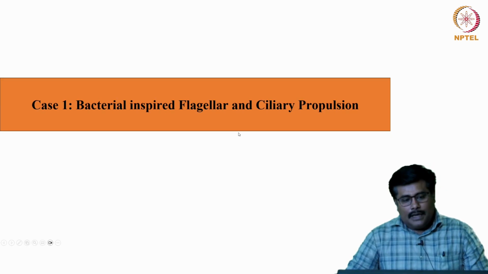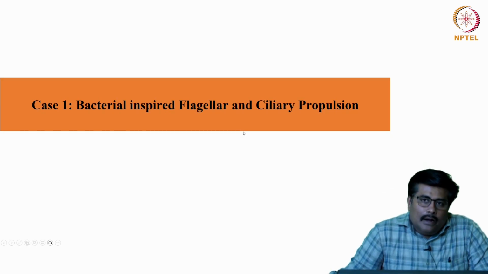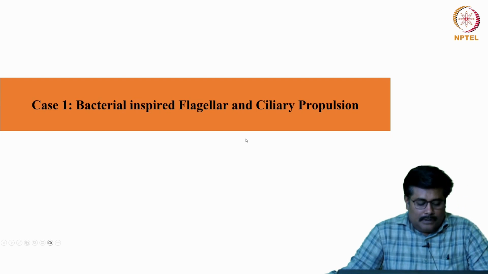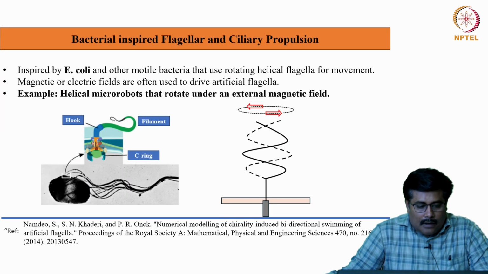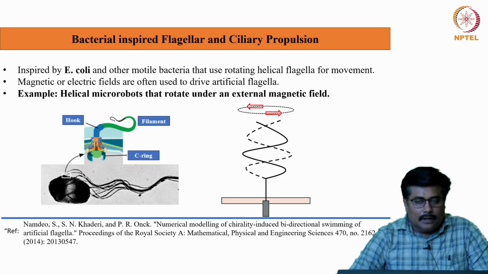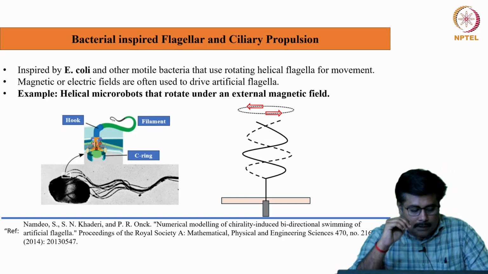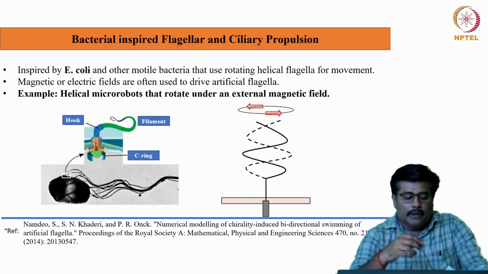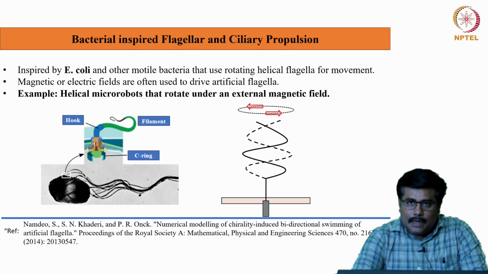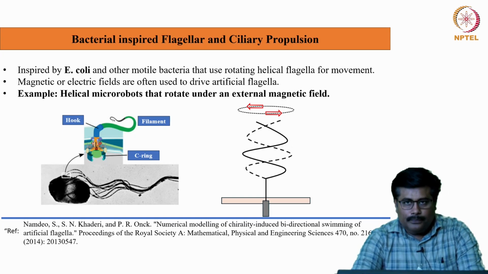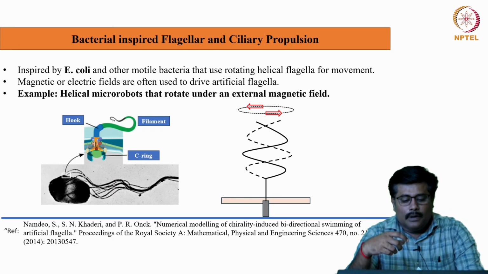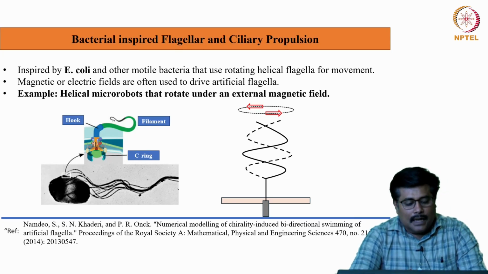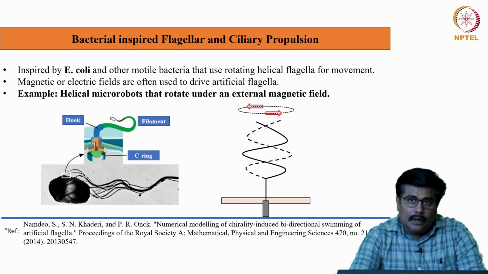Now let us see the first case study, which is a bacteria-inspired flagellar and ciliary propulsion mechanism. As far as these bio-inspired mechanisms are concerned, especially with reference to bacterial systems, macro scale robots have mimicked the shape and locomotion of biological species. This mimicry is challenging when the size of the robot is reduced. Due to space limitations, placing an actuator inside the robot is very challenging. These challenges have been addressed by using an untethered actuation mechanism such as magnetic actuation.